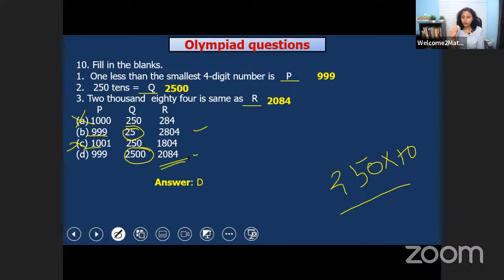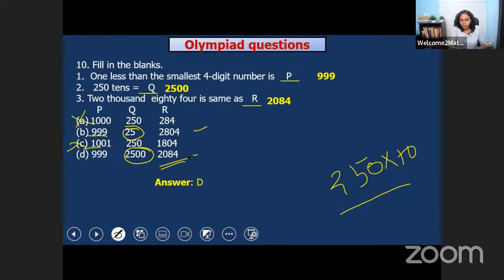Okay. Very good. Now let's move on. Let's solve one more question. Question number 10, the answer is D. So do you have any doubts? If you have any doubt, you can ask me.